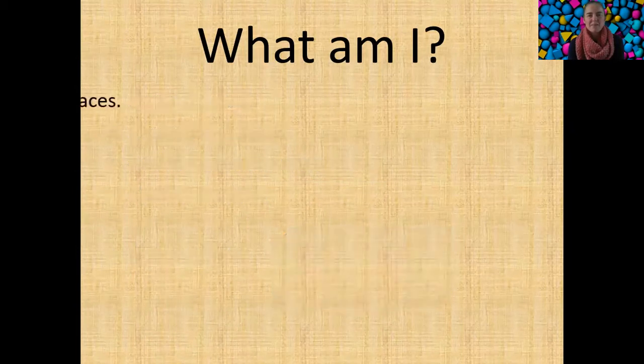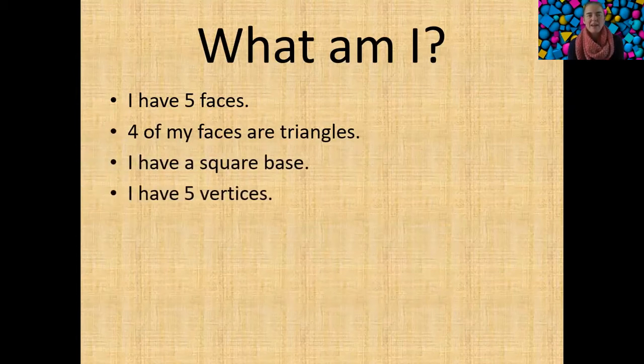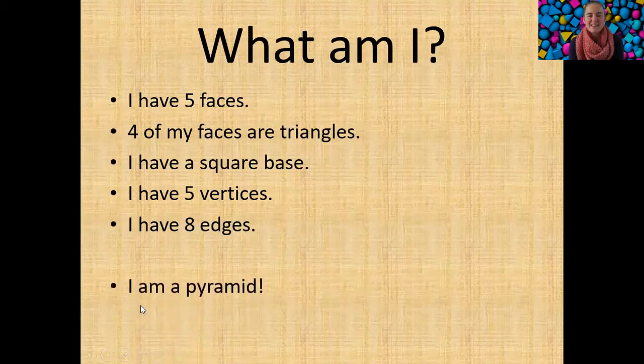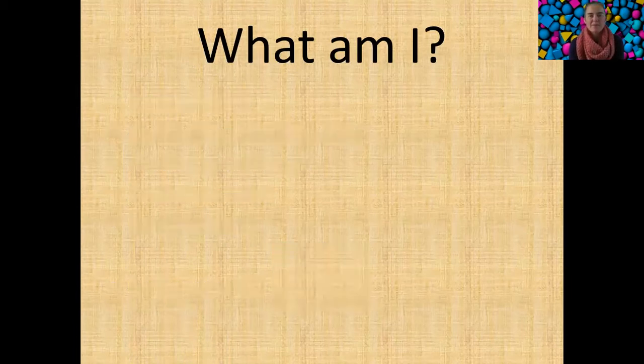What am I? I have 5 faces. 4 of my faces are triangles. I have a square base. I have 5 vertices. I have 8 edges. What do you think that could be? 5 faces, 4 faces are triangles, a square base, 5 vertices and 8 edges. Call it out to the screen. I am a pyramid. Well done if you said that. A square base pyramid.